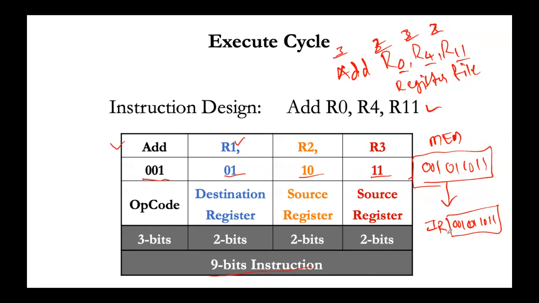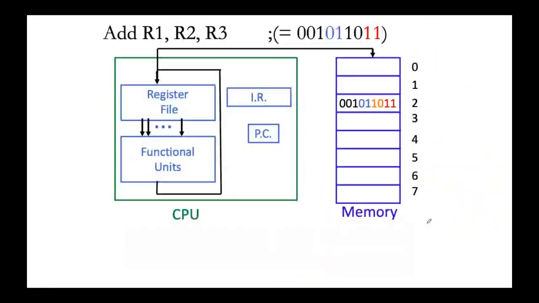While this is being fetched from the memory and stored in the instruction register, first the program counter stores the address of this instruction. From the PC, it identifies the location, and that instruction is fetched and stored into the instruction register. Let us see how it happens in this example. Our instruction design is the addition of 2 registers: addition of the operands R2 and R3, and storing the result in R1.